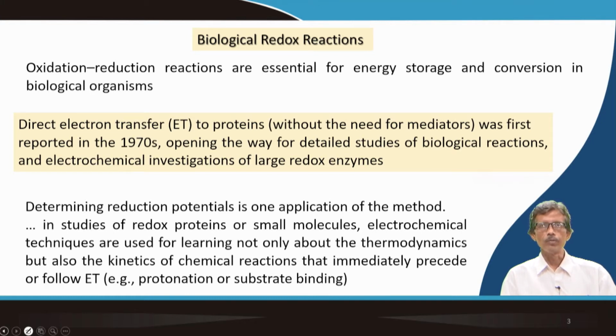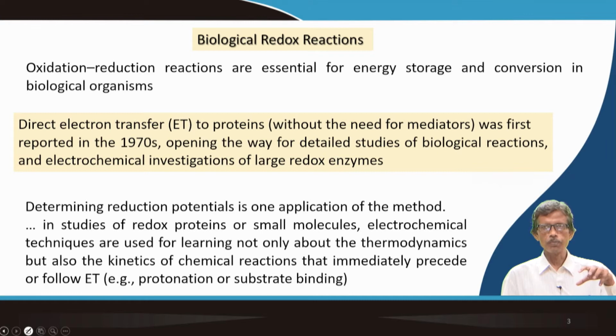But at the same time, is the method also useful to find out the kinetic parameters? For any chemical reaction, we know there is a thermodynamic aspect and there is also the kinetic aspect, the rate of the reaction. Sometimes life is a little bit complicated, in that there is kinetics of chemical reactions that immediately precede or follow electron transfer. So, if you have electron transfer followed by something else, it is not that the two species A and B are only interconverting by electron transfer. Because in a biological system, the system is very complicated, such that you can have protonation.